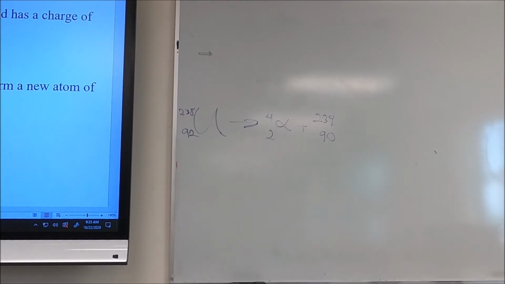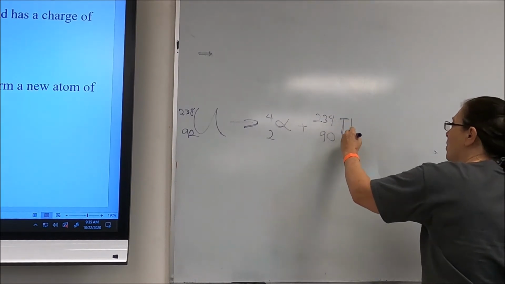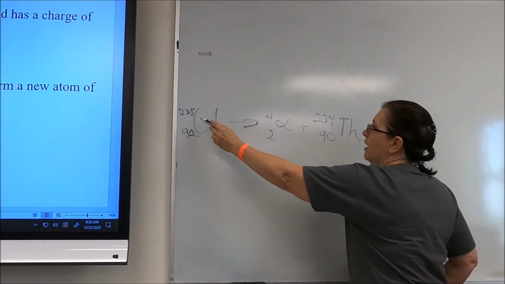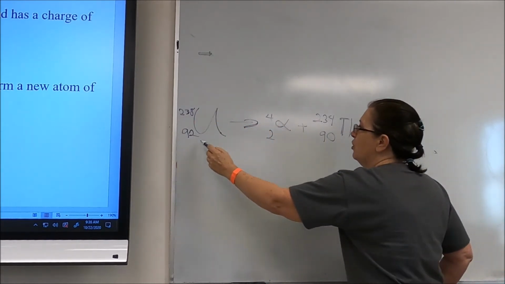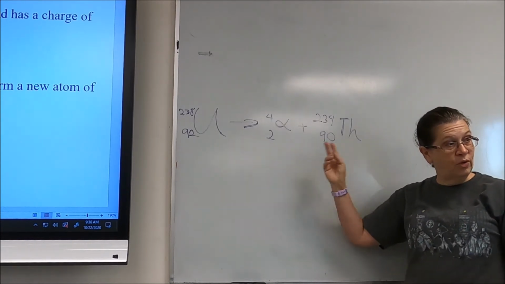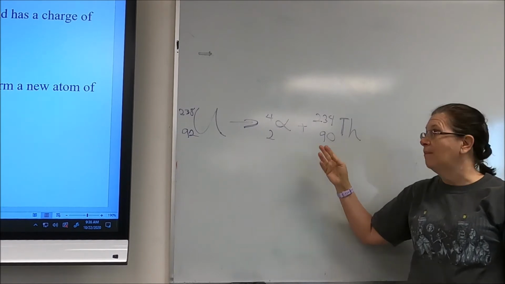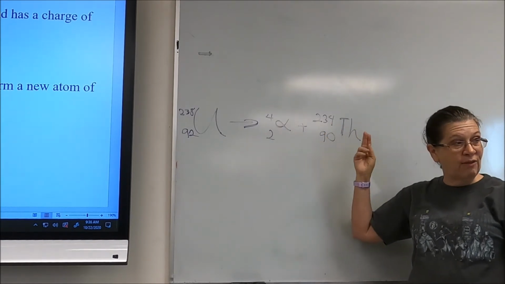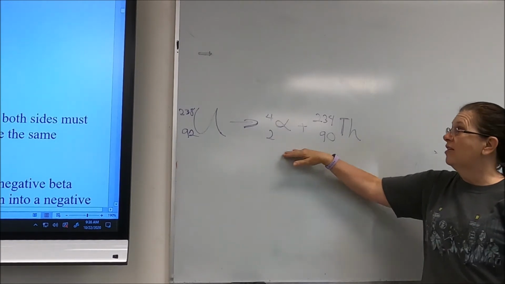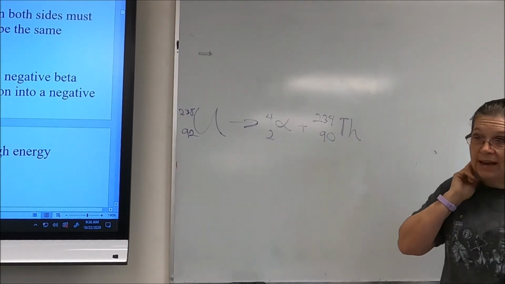Yep, Th. My purple's dying. Now guys, notice 234 plus 4 gives me 238. 90 plus 2 gives me 92. The atomic numbers on the two sides of the nuclear equation have to add up to be the same. The atomic mass numbers have to sum up to be the same on opposite sides of the reaction. So this is a nuclear reaction where we actually have a conversion of one element into another.